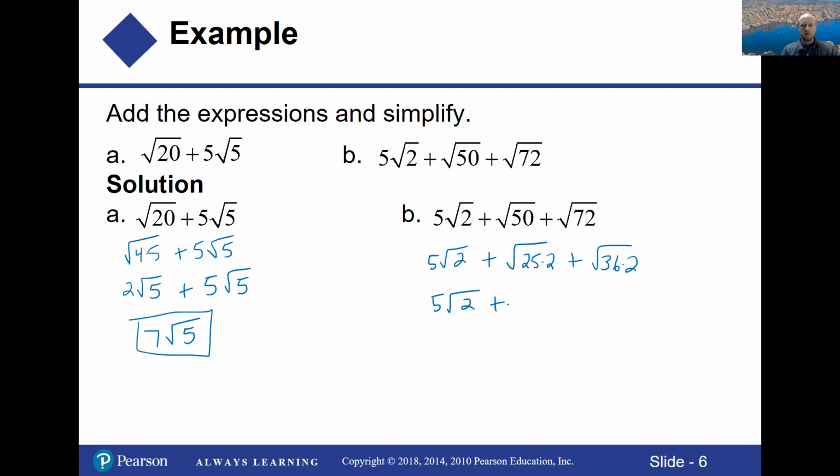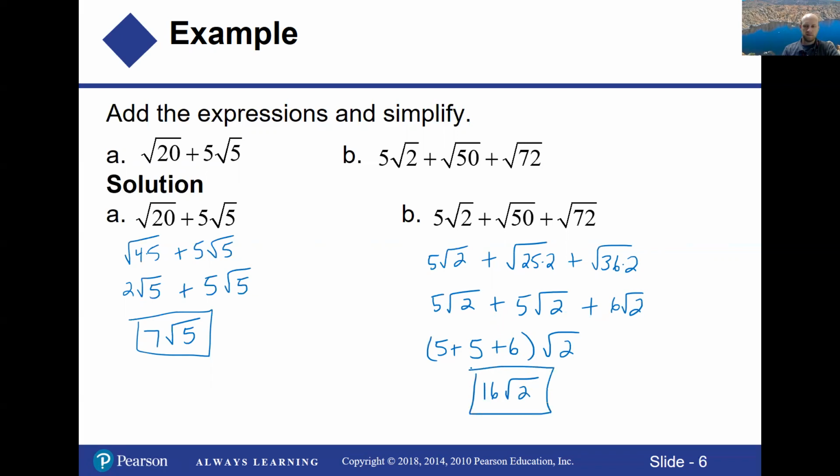So let's simplify those. 25, I can pull a 5 out. Keep the square root of 2 in there. And then 36, I can pull a 6 out. So I have a root 2 on the inside. And now I can add all of these. Again, if it helps you, I have a 5, I have a 5, and I have a 6. And then all these are the same, so I just keep one of them. Then I add 5, 5, and 6 is 16 square root of 2. Okay.